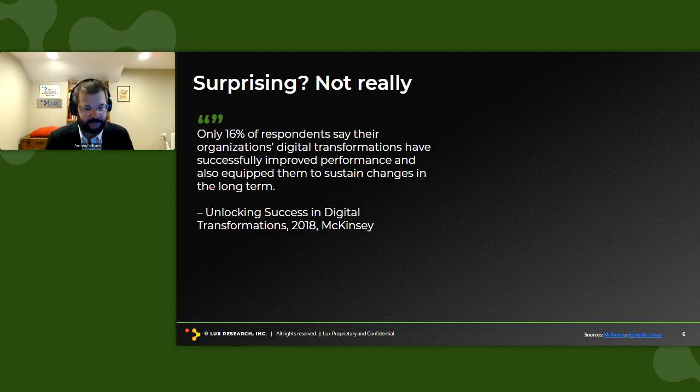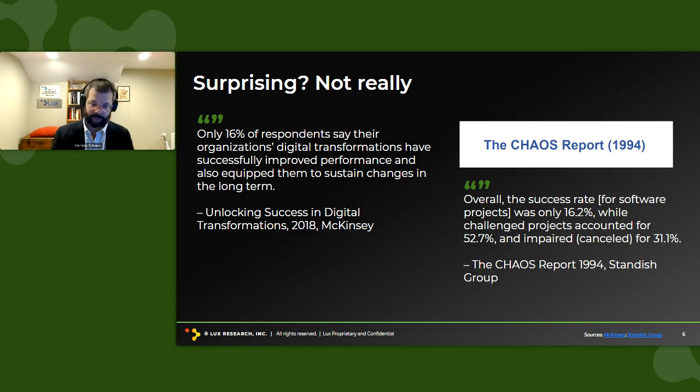And again, you can go even further back to the Chaos Report, which is one of the first reports on the implementation of software, of any kind, in the business environment. What the Chaos Report found was that the success rate for software projects was only about 16%. It was not much different than the digital transformation of the 2010s, and frankly speaking, not too different, I imagine, from the success rate that people are having with AI.